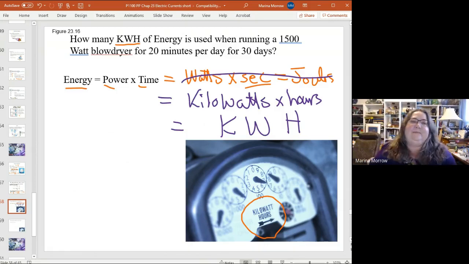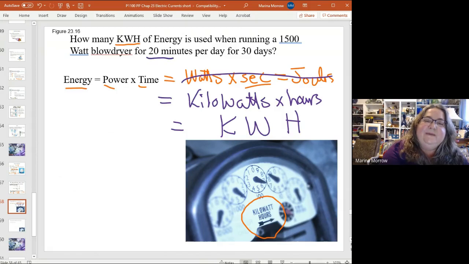All right, so let's do one. The question up above says, how many kilowatt hours of energy is used when running a 1500 watt blow dryer for 20 minutes per day for 30 days? Okay, so there are a couple of things you need to do. You need to figure out the time in hours, and then you can figure out kilowatts if you want to. All right, so let's try this one. So let's figure out the time. The time is 20 minutes a day for 30 days.